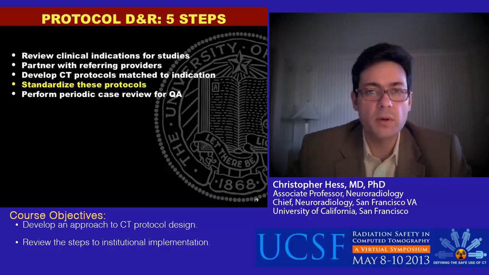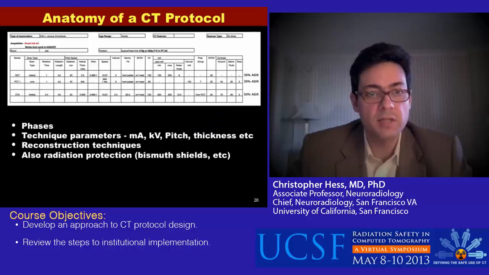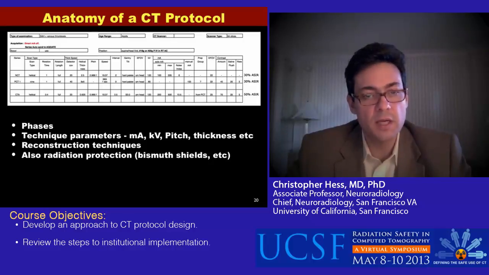How does a CT protocol look? This is an example of one protocol in our institution. This particular protocol is a 3-phase examination. The technique parameters are listed in various forms across the diagram. The reconstruction techniques are also included, as you can see on the right. 30% ACER, 50% ACER. These are model-based techniques designed to reduce the dose. And also included in this document is the need for radiation protection, including bismuth shields over the eyes or thyroid, as may be indicated in a particular study.